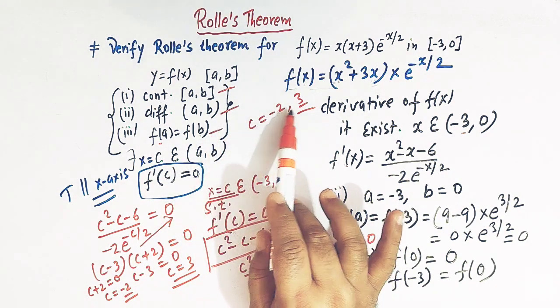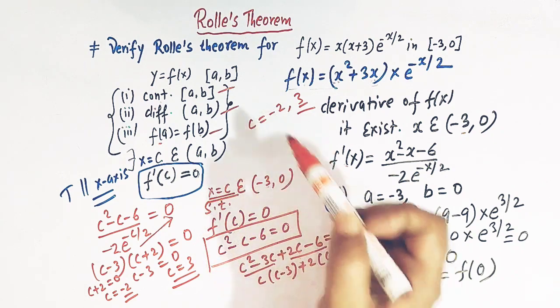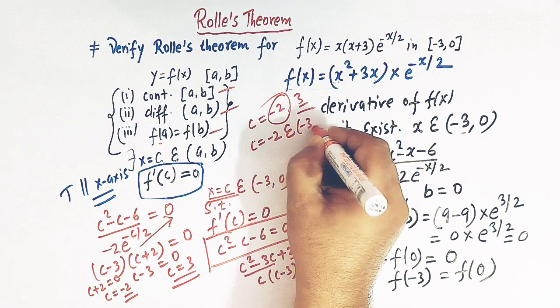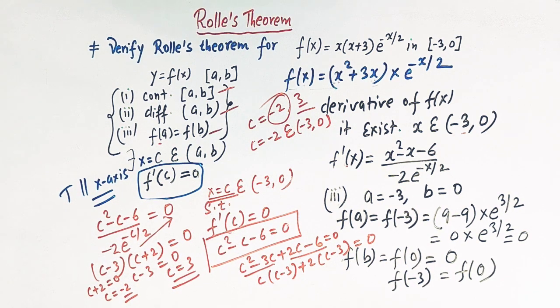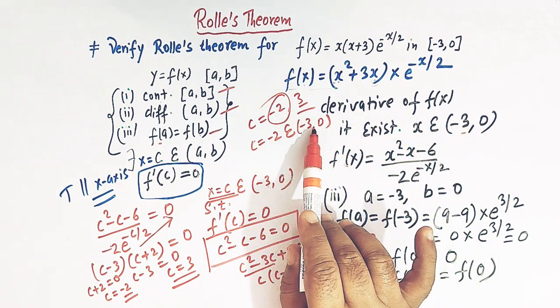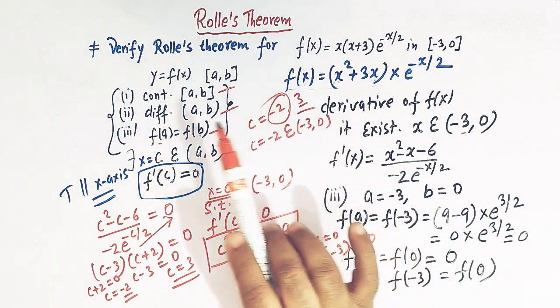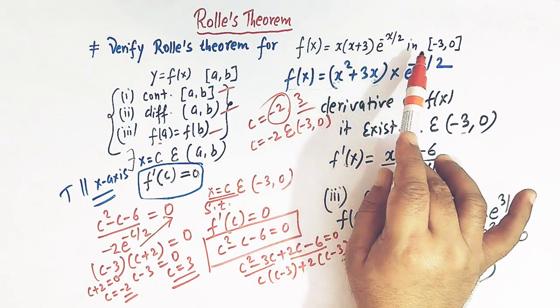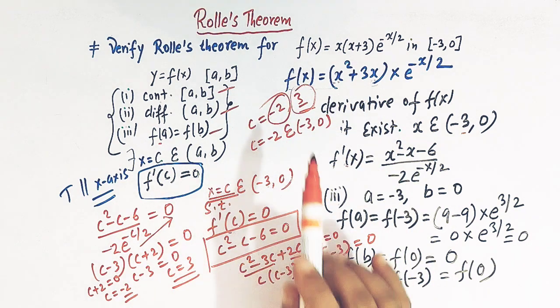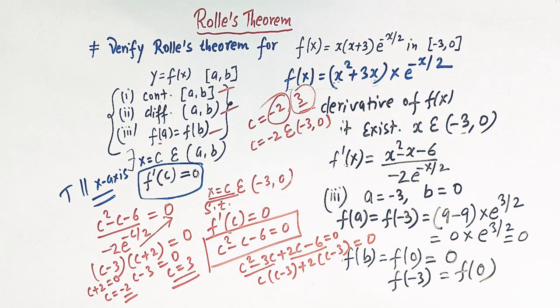And if we observe these two values of c, then we can see that only this point, that is c is equal to minus 2, belongs to this interval, that is minus 3 comma 0, right? So out of these two values, only minus 2 belongs to this open interval minus 3 comma 0, right? So Rolle's theorem is verified by this function in this interval, that is closed interval minus 3 comma 0, right? And this point c is equal to 3 does not belong to this interval. So viewers, this is how we can solve the problems related to verifying Rolle's theorem for particular functions in some given interval.